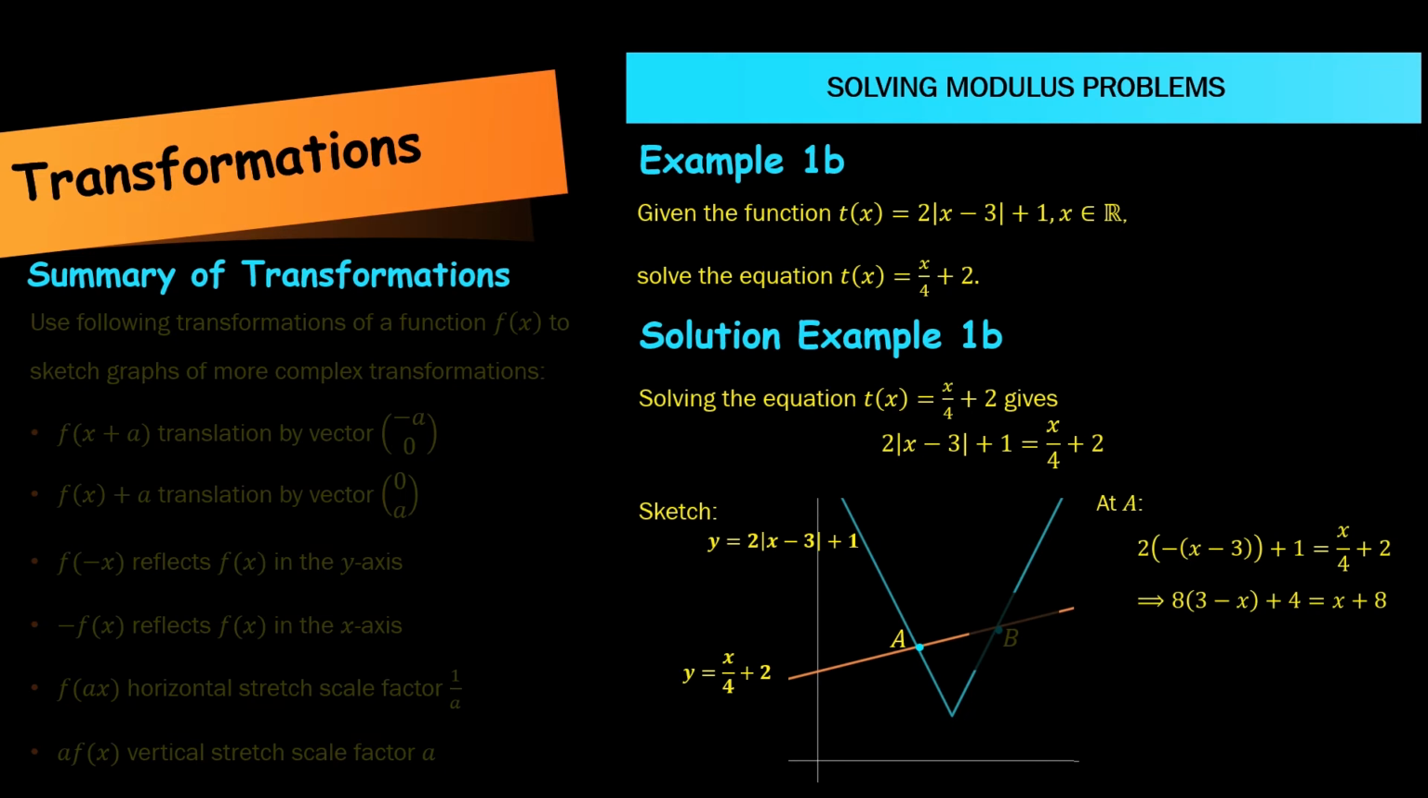And expanding the brackets inside the brackets and multiplying the equation through by 4 gives us this expression here. And expanding the brackets which are left over gives us this expression. And finally tidying up gives us x equals 20 over 9.